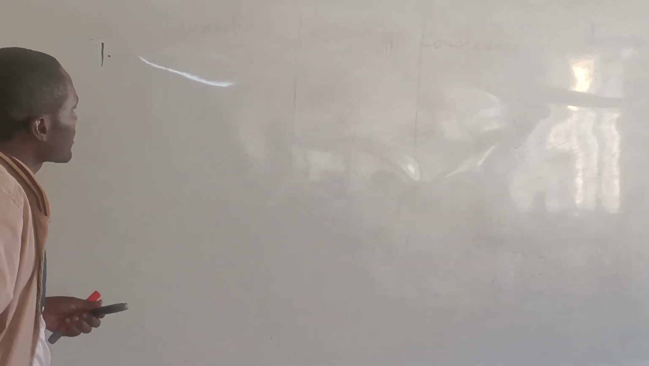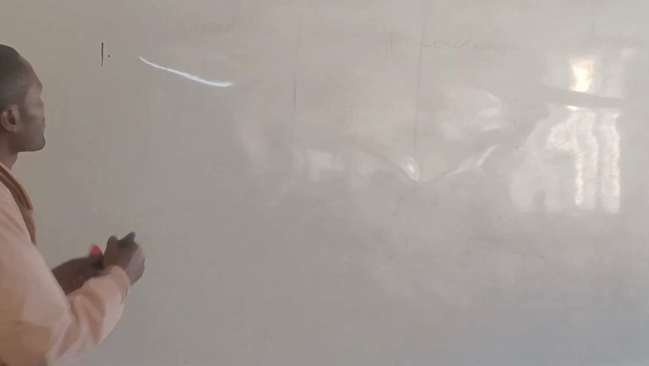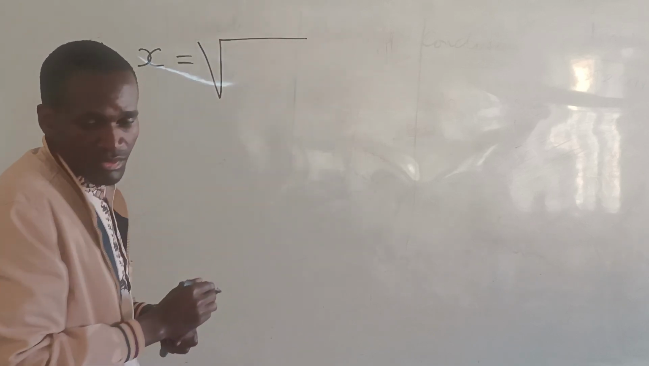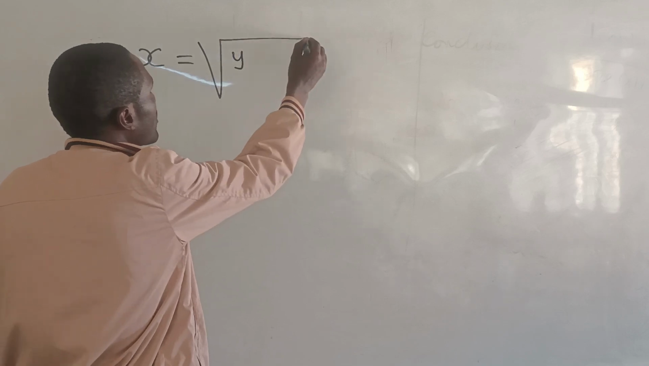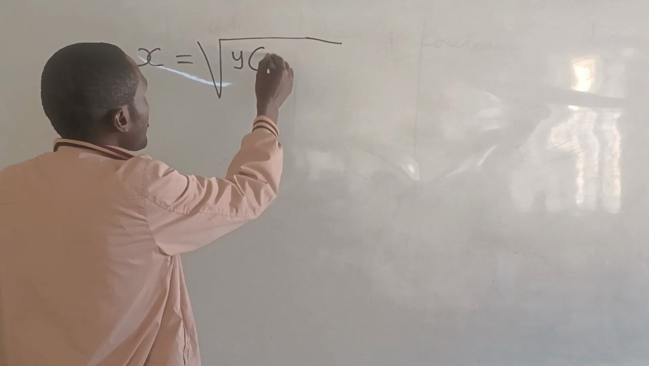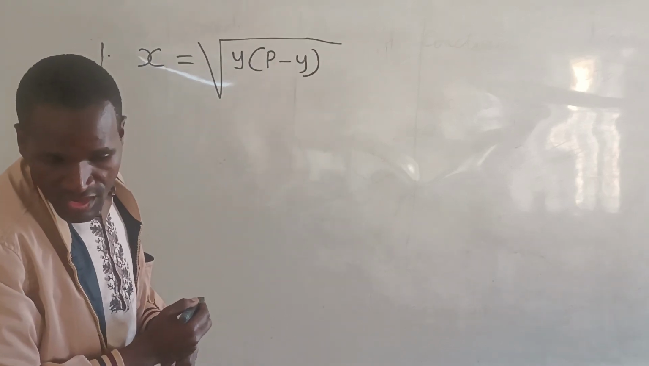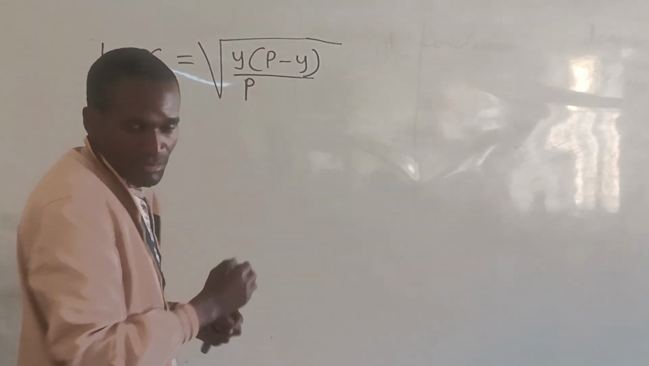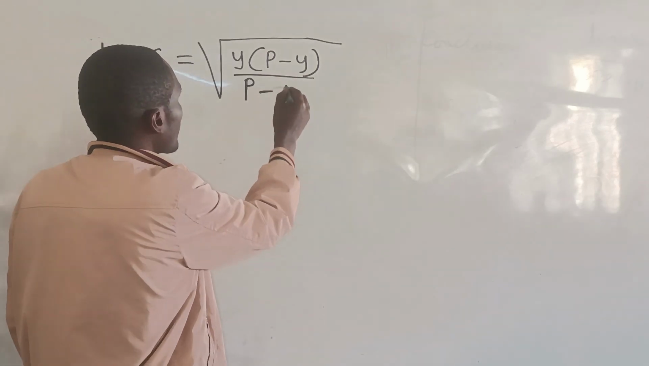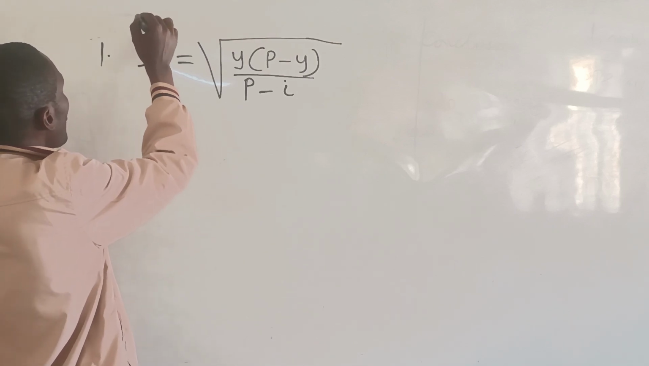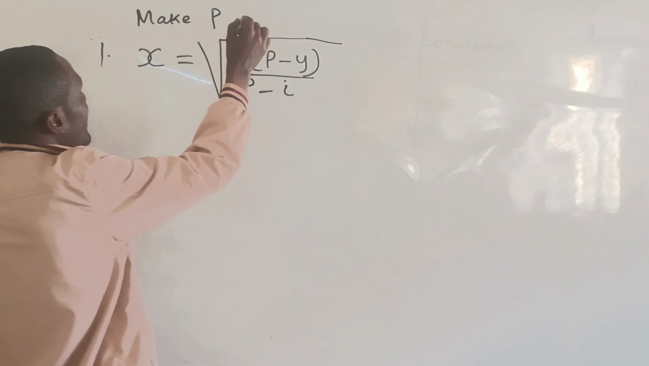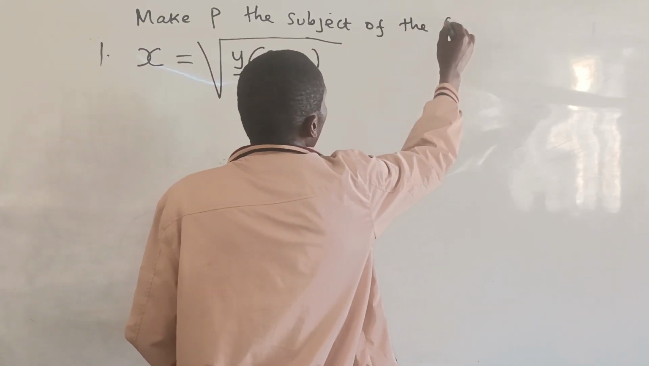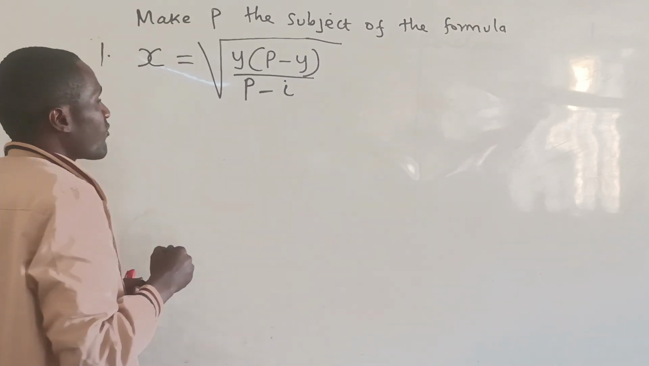So we have X is equal to the square root of Y into P minus Y, close the brackets, then this is put over P minus I. So they have told you to make P the subject of the formula.